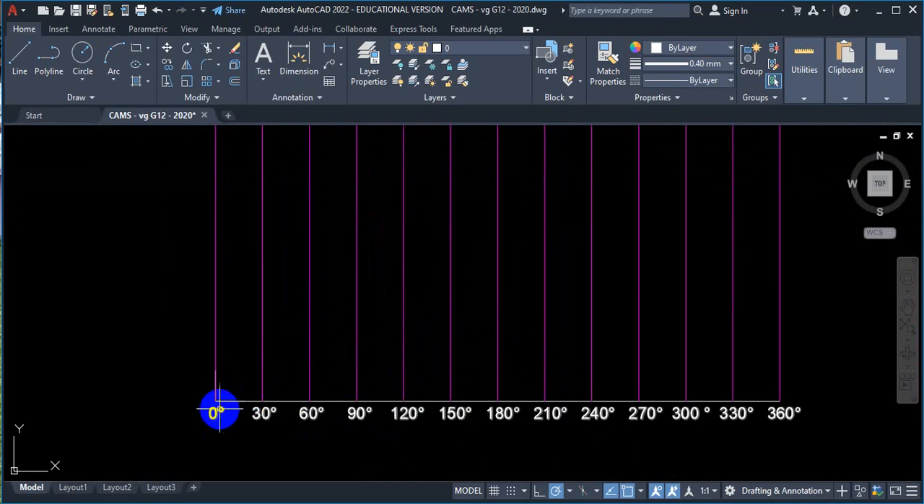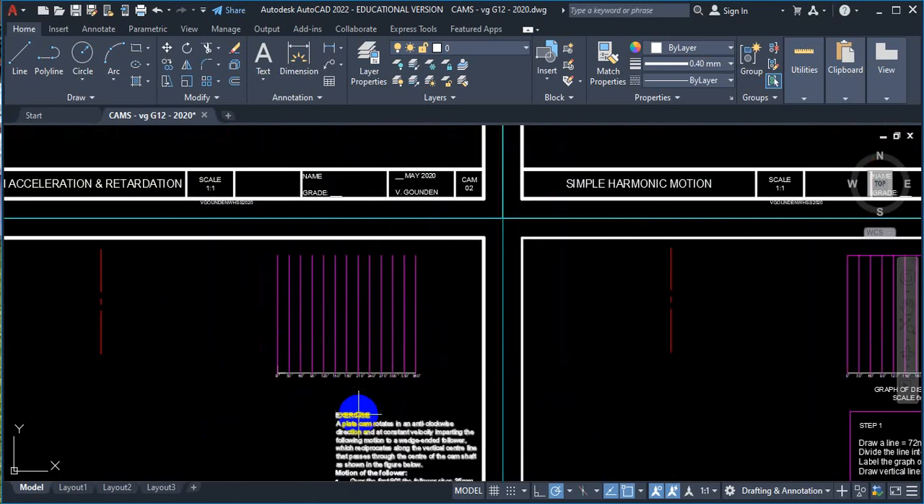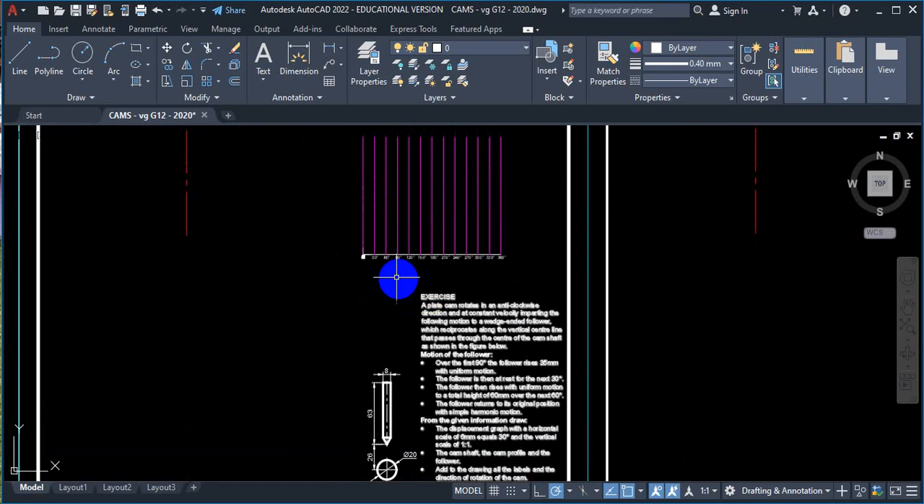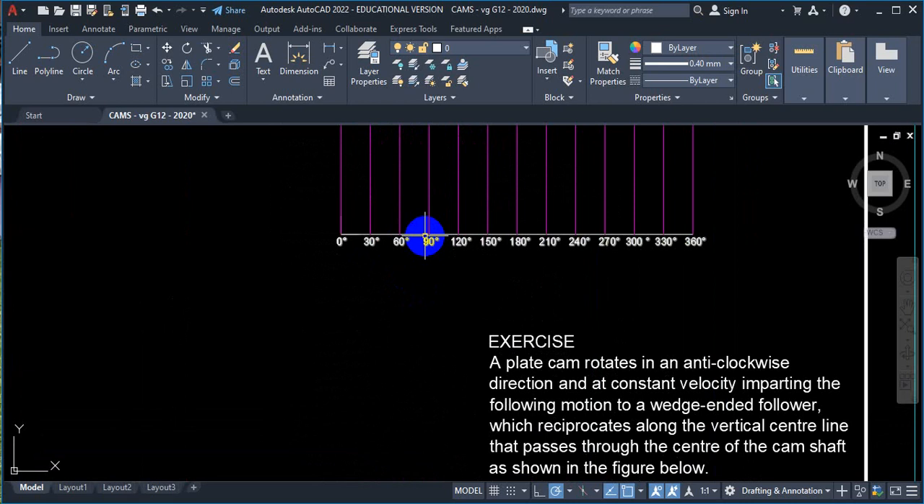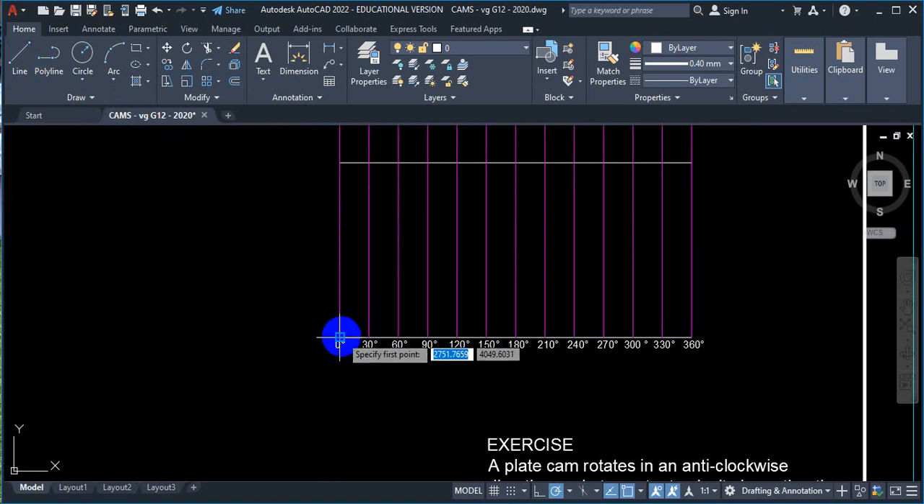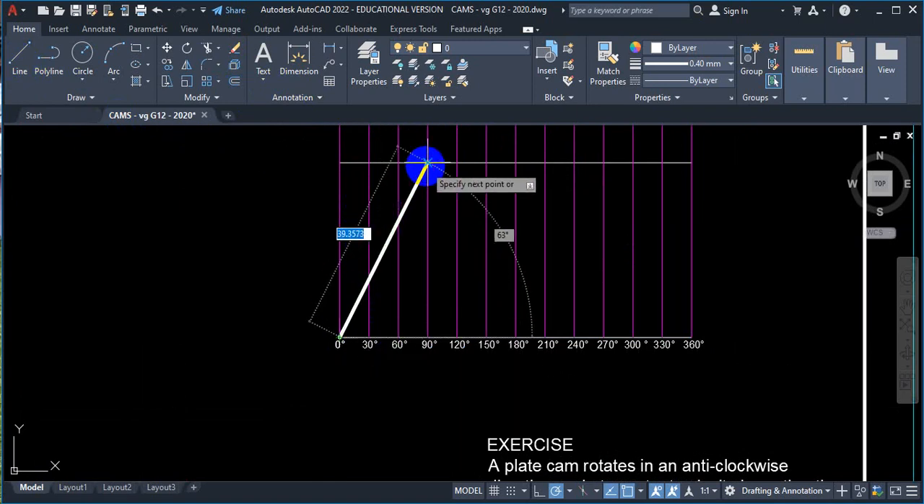Now you need to go back to your information as to what is happening. All right, so let's go and read. It says, over the first 90 degrees, the follower rises by 35. So it means at 90 degrees, I must have a rise of 35. So let's quickly do it like this and say it's going to rise by 35 at 90 degrees. So I'm going to draw from 0 to 90. This is your 35, right?